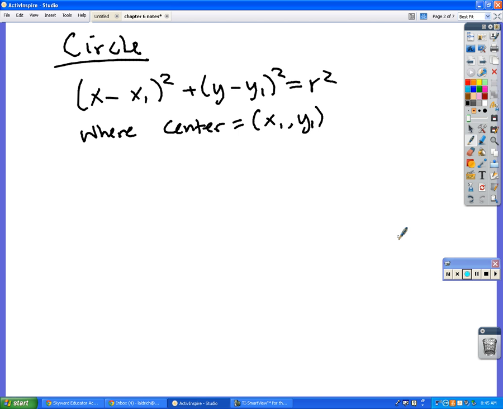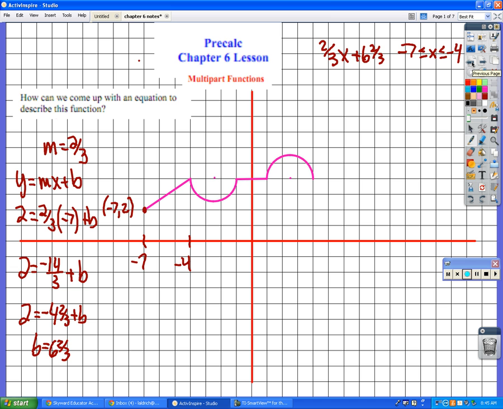All right, so if we go back to this thing over here, where is the center of this circle, if it was a whole circle? Negative 2.5, comma 4. Okay, what is the radius of that circle if it was a circle? 1.5.